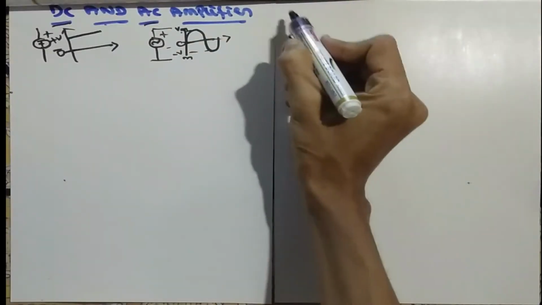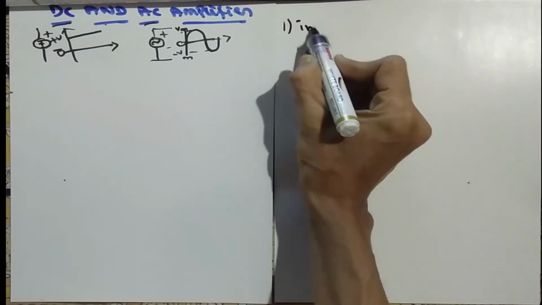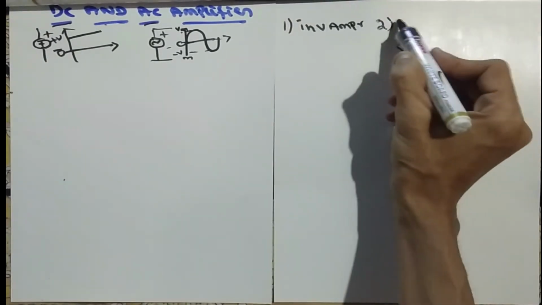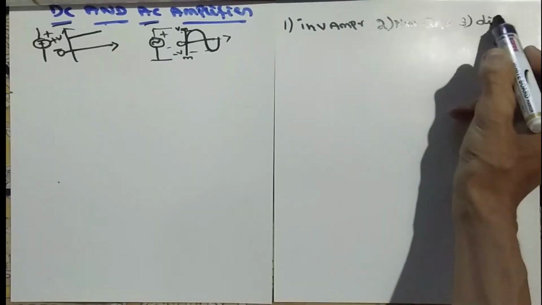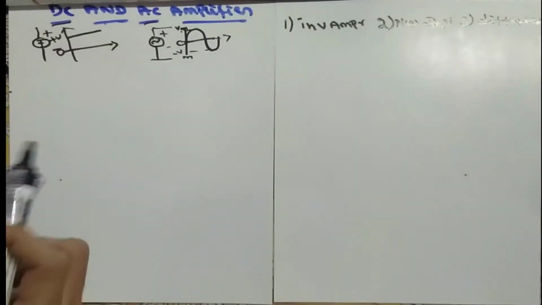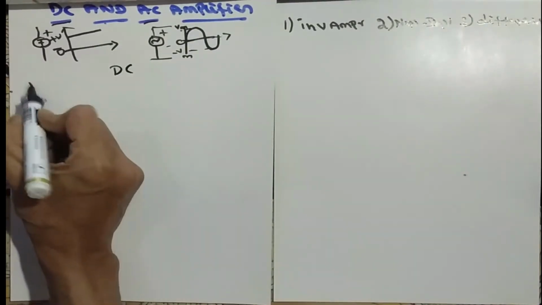The three amplifier types we can write are the inverting amplifier, the non-inverting amplifier, and the differential amplifier. For all three amplifiers we will discuss what happens with a DC input and what happens with an AC input. First we will discuss the DC input, starting with the inverting amplifier.